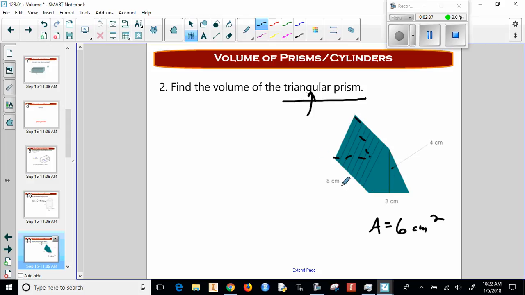Now we take that and multiply it by how deep it is, because there's 8 sections of that. So we multiply that by 8. So the volume is area of base 6 times 8, which equals 48 cubic centimeters.